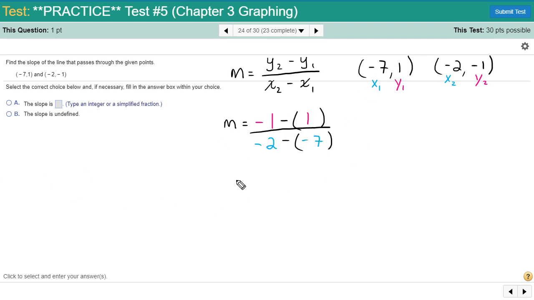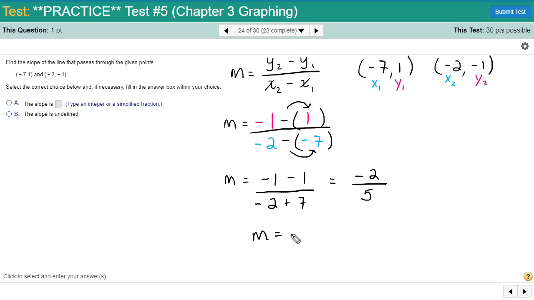So now that we've plugged everything in, we can go ahead and clean this up a little. So upstairs in our numerator, when we distribute, we'll have -1 minus 1. So -1 minus 1 all over. And downstairs, again, we can also distribute. So we'll have -2. And a negative times a negative gives us a positive. So we end up with upstairs, -1 minus 1 is -2, all over downstairs, -2 plus 7 is a +5. So we end up with a slope of -2 over 5.